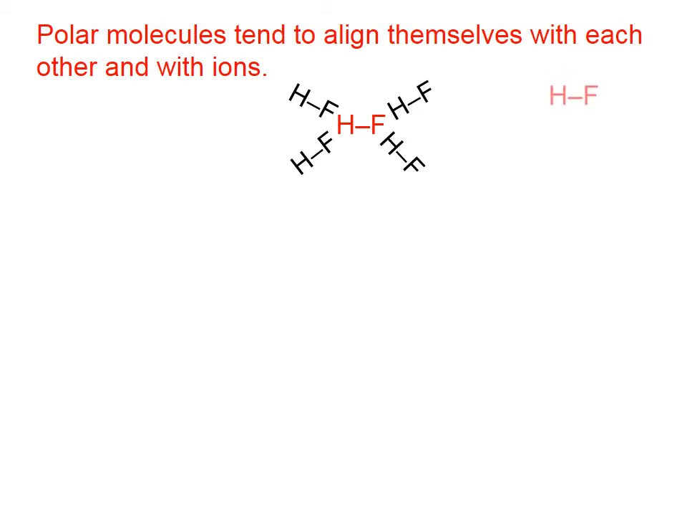In other words, the partial positives of one molecule tend to connect or be attracted to the partial negatives of a different molecule. In the same way, if we were to somehow react or mix HF with maybe ammonium nitrate, and this is just a hypothetical example, you can see here that the negative nitrate ion would tend to get together with the H because it's got a partial positive charge. The ammonium ion, being positive, would tend to want to be close to the partial negative charge on the fluorine.